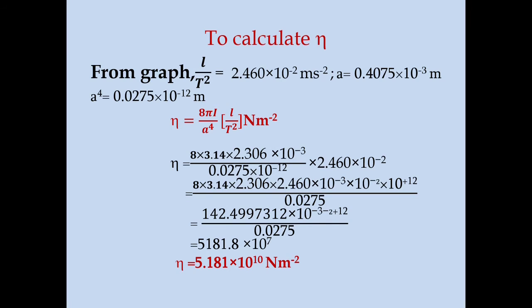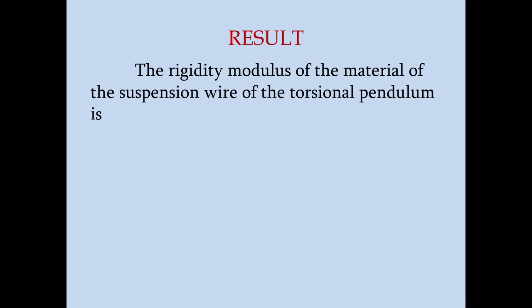Generally we write rigidity modulus in terms of 10 power 10. To bring the powers in terms of 10 power 10, we have taken 3 powers outside, so our eta value becomes 5.181 into 10 power 10 Newton per meter square. So we have found the rigidity modulus of the suspension wire of the torsional pendulum.